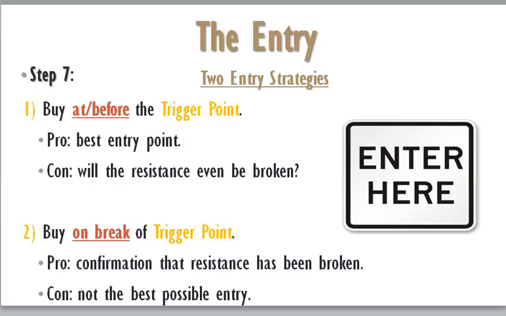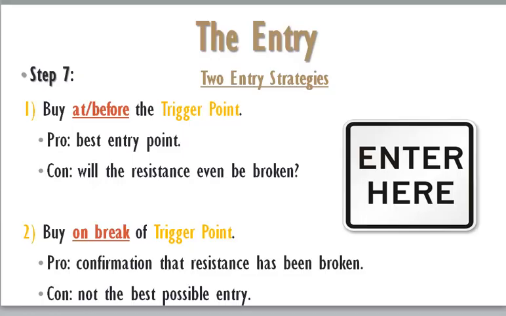Now let's move forward and assume that it's looking like your trigger point is going to be broken. I say looking like because there are 2 ways to enter into the stock. So the first is going to be you buy right at or before the trigger point. So just to keep the math simple, let's say the trigger point is $10. That means you are buying at $9.97, $9.98, $10 exactly.